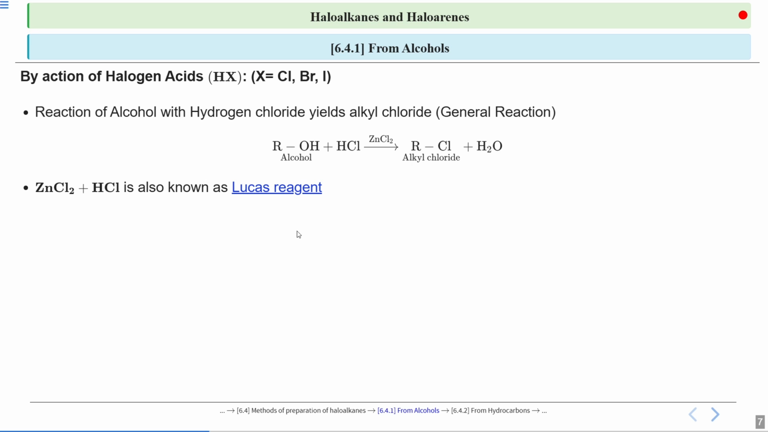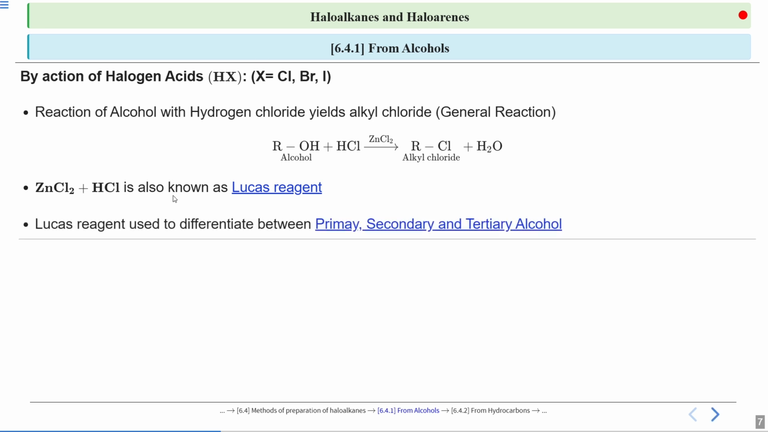When you use zinc chloride and HCl together in a reaction, they are also known as Lucas reagent. So zinc chloride plus HCl is also known as Lucas reagent. What is so special about the Lucas reagent? Lucas reagent is used to differentiate between primary, secondary, and tertiary alcohols.